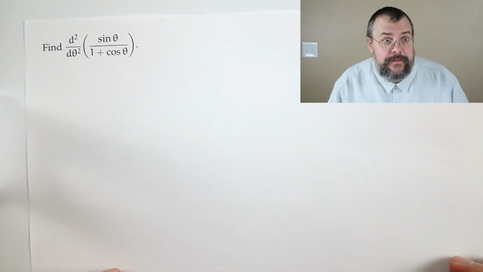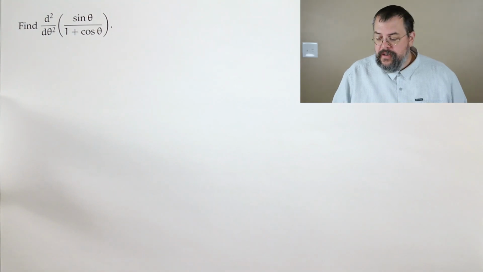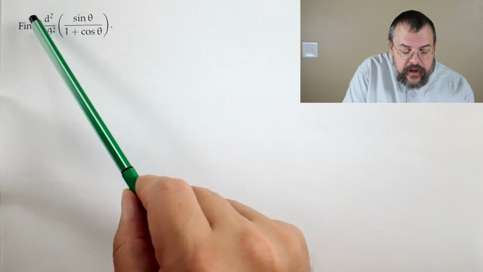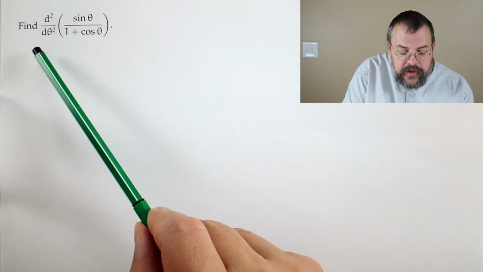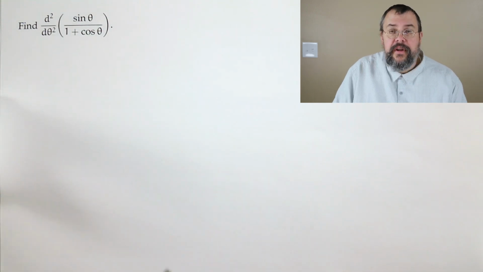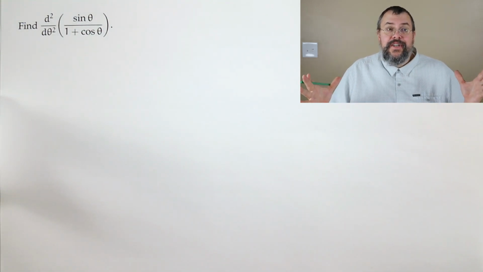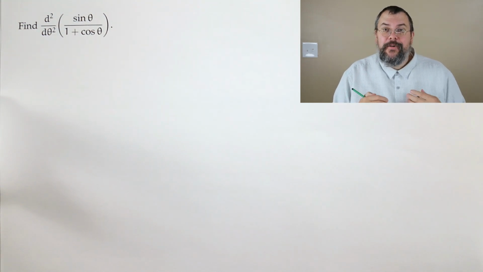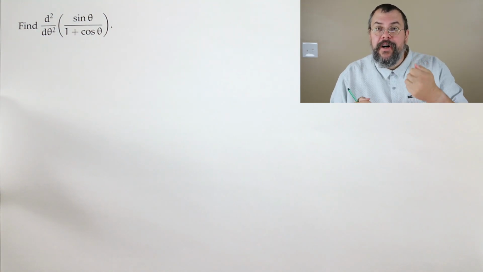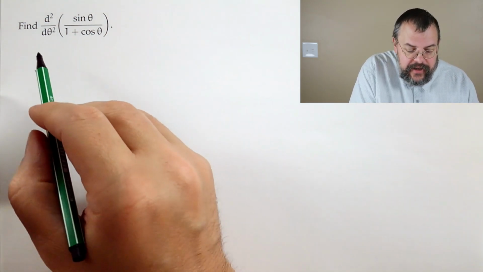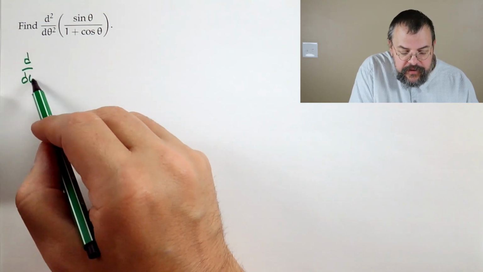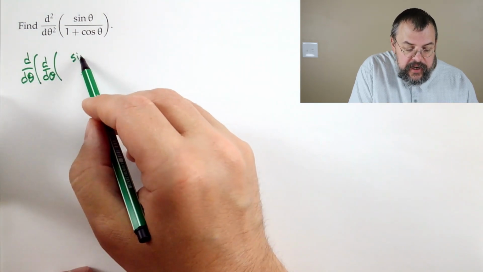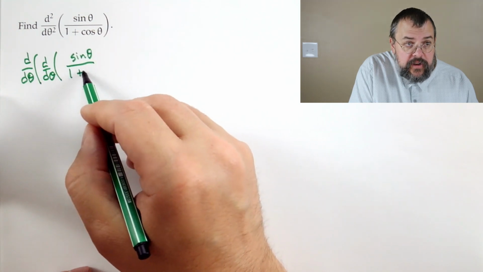All right, our next problem. Find, in our notation here, d squared d theta squared, which says two derivatives with respect to theta, of sine theta over 1 plus cosine theta. So we have this expression, and we're going to take the derivative of this expression twice. Of course, we do it by starting by taking the derivative once. So let's take, again, we can think of this as the derivative of sine of theta over 1 plus cosine of theta.